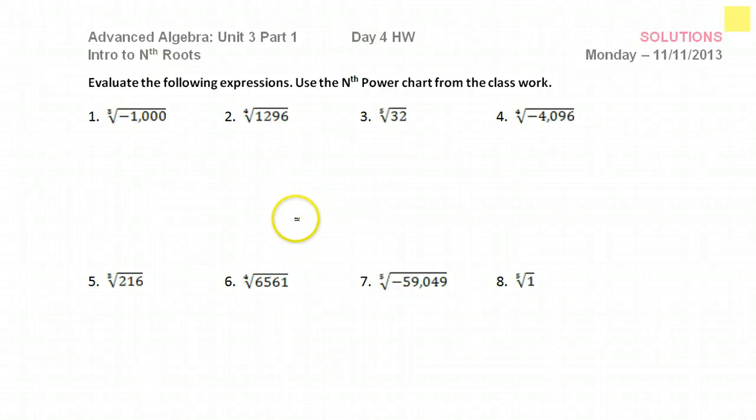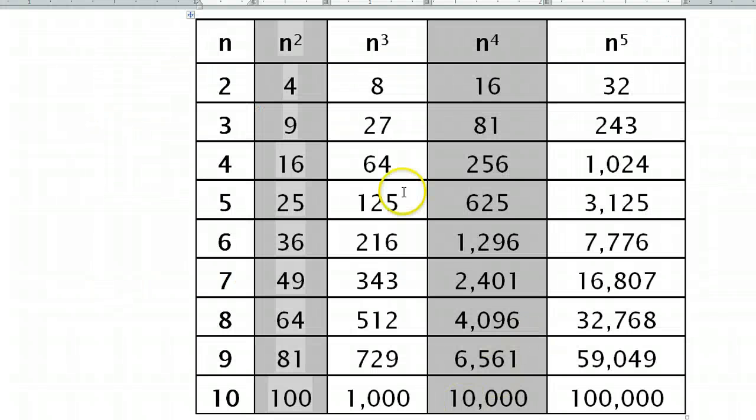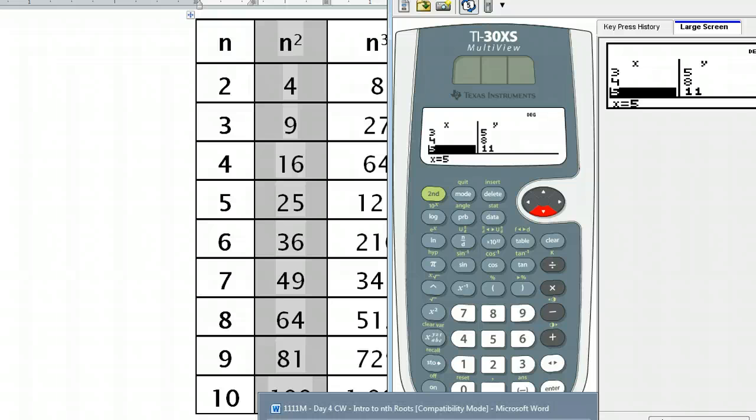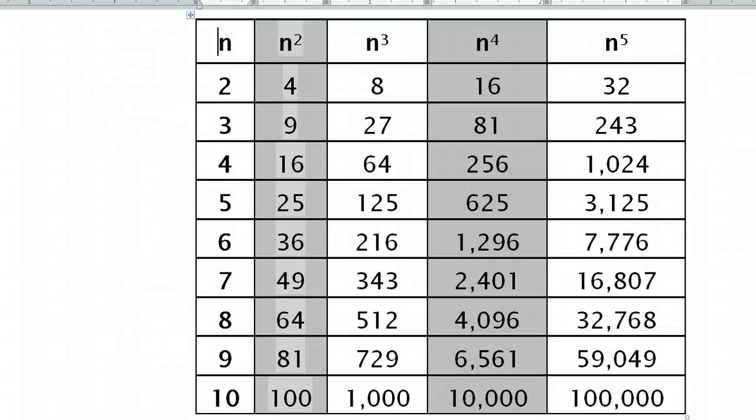Alright, this is day 4 as we start working with nth roots. Instead of just square roots, we'll be doing cube roots, fourth roots, fifth roots, all of that good stuff. We are going to be referring to this chart, which will be provided for you. Because we are not going to be using our TI-30XS multi-view, which makes me very sad, you can use a 4-function calculator if you need to, but this chart will have most of the information that you're going to need.